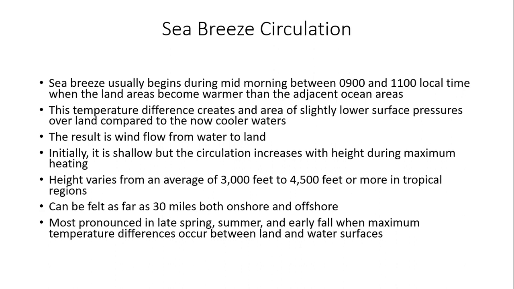Initially, the sea breeze is shallow, but that circulation is going to increase with height during maximum heating. Height varies from an average of 3,000 feet. It can be as thick as 4,500 feet or more in tropical regions. And it can be felt as far as 30 miles both onshore and offshore. So, real interesting things. Most pronounced in the late spring, summer, and early fall, when maximum temperature differences occur between the land and the water surfaces.